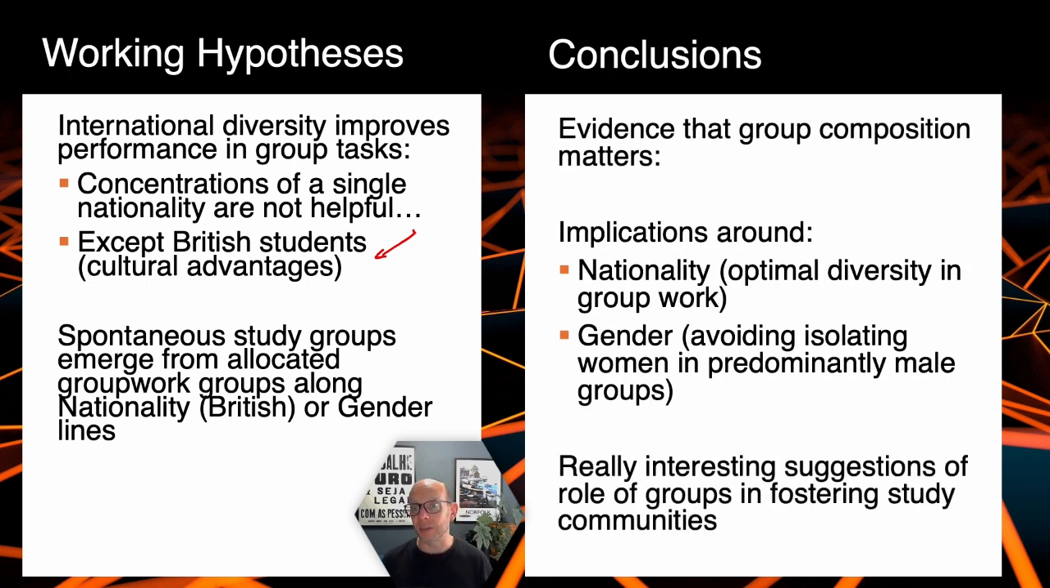So there is some evidence that group composition matters. So there are some implications around nationality, there's implications around gender, especially the important implications in terms of avoiding isolating women in predominantly male groups where they are likely to underperform as a result. And there's some really, really interesting stuff that we're looking into around the role of study groups in fostering communities of study, and, if you like, the idea of formal study groups birthing spontaneous study groups.